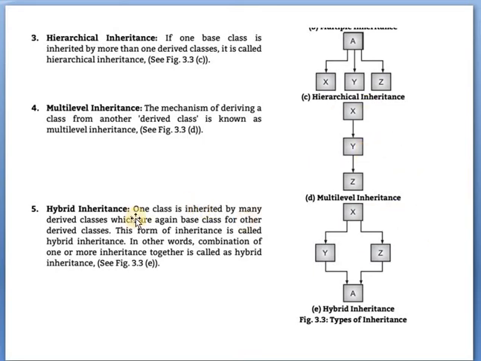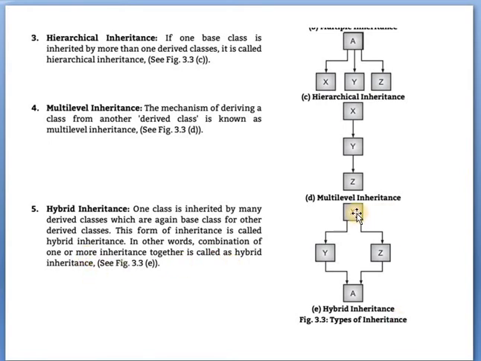Okay. Next is hybrid inheritance. The name itself suggests that hybrid means a combination of the previous different types of inheritance. So one class is inherited by many derived classes which are again base classes for another derived class. This form of inheritance is called hybrid inheritance. In other words, a combination of one or more inheritances together is called hybrid inheritance. This is a very important line.